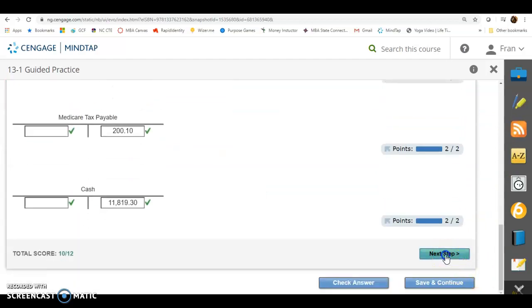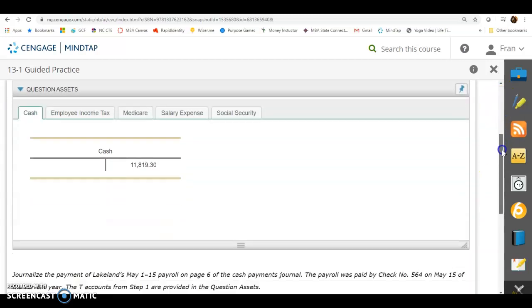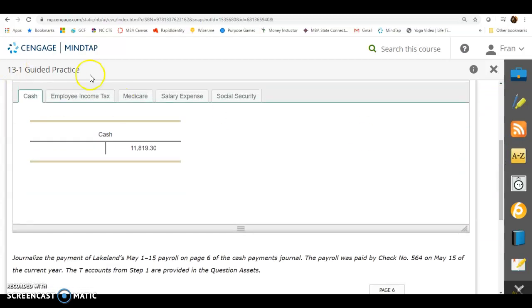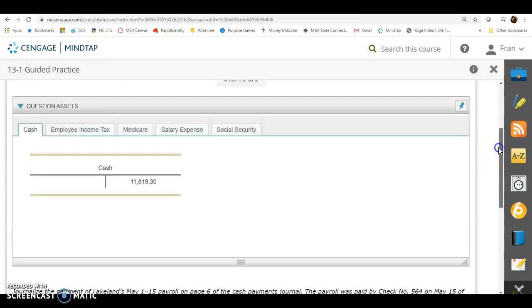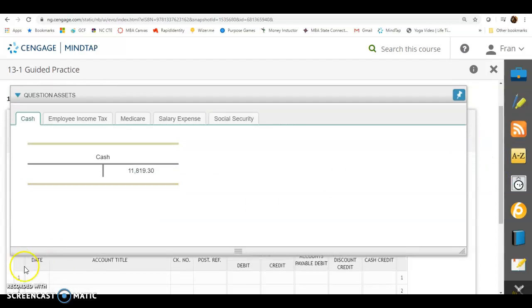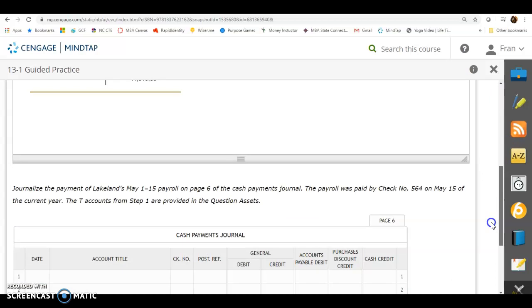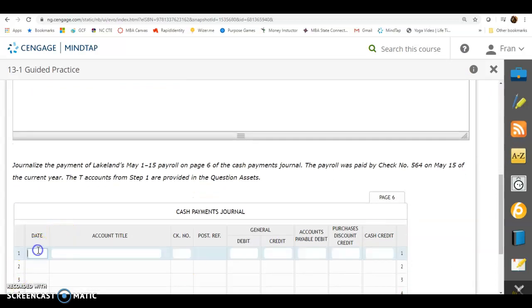Okay, now we're going to go to the next step. The next step is our cash payments journal. Okay, and it goes through all the different T accounts and how we're going to have to put that in the cash payments journal. So I'm going to unhook this here. Okay, so the directions, let me hook this back up again. The directions tell us that we're going to record the May 15th payroll. So we're going to start out with a salary expense.